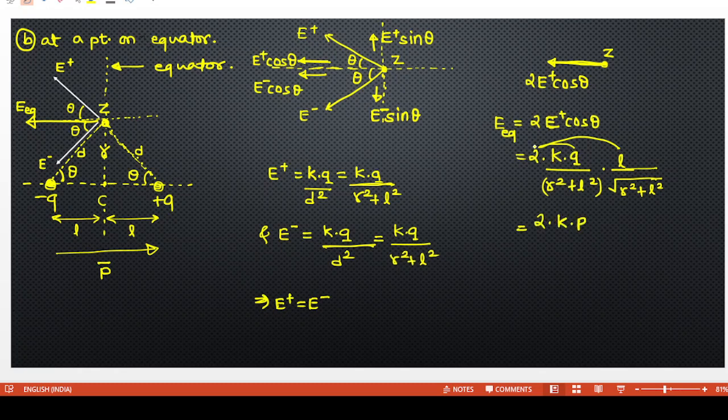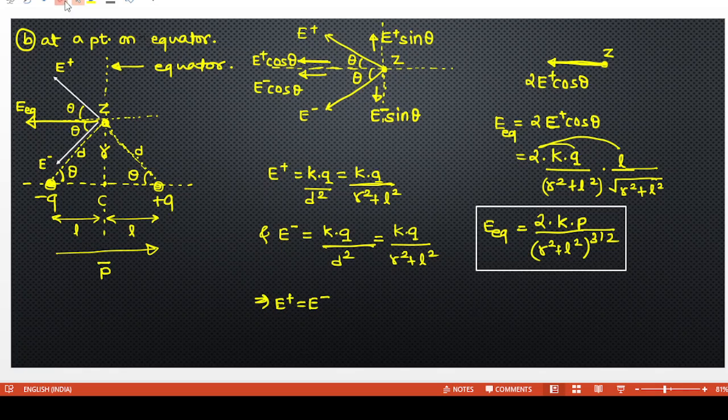K as it is. Q into 2L is the dipole moment P. Now consider this bracket, R square plus L square bracket raised to 1, and R square plus L square bracket raised to half. This is of the format of x into root x. What is the answer of x into root x? X raised to 3 by 2. So R square plus L square bracket is raised to 3 by 2. This is the formula for the magnitude of electric field at a point on the equator of the dipole: K P upon R square plus L square bracket raised to 3 by 2. This Q into 2 into L is directly P.